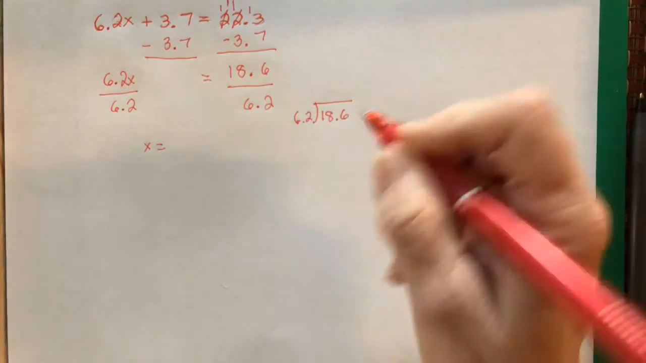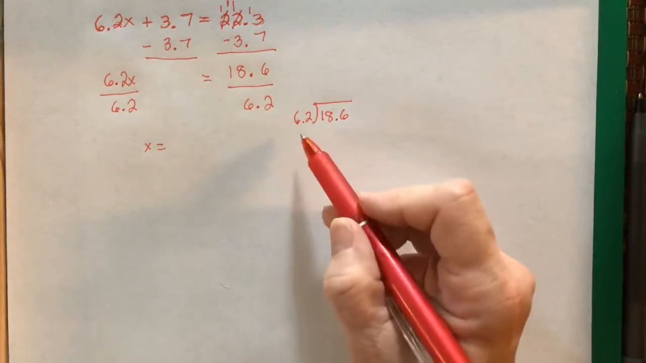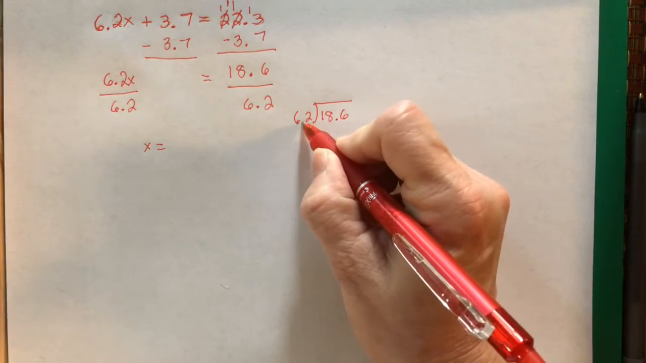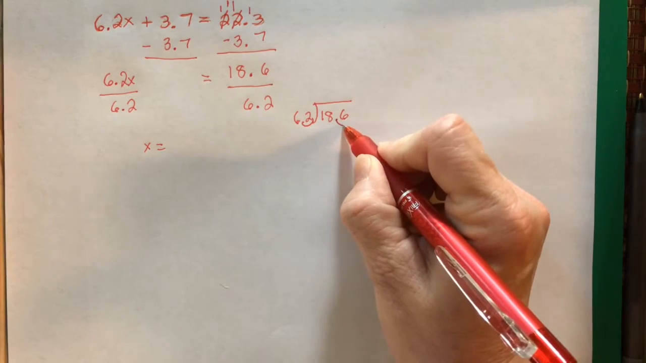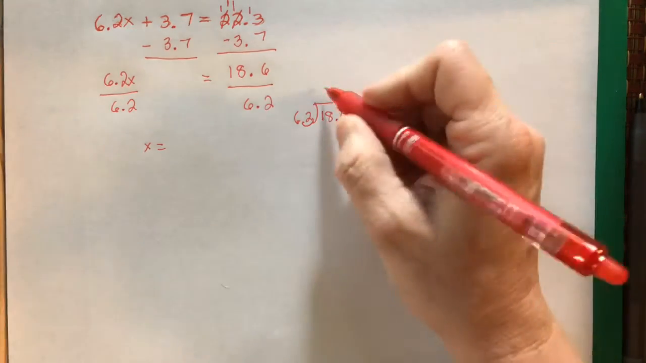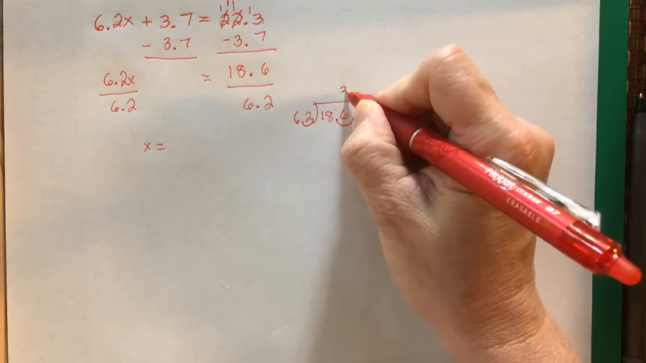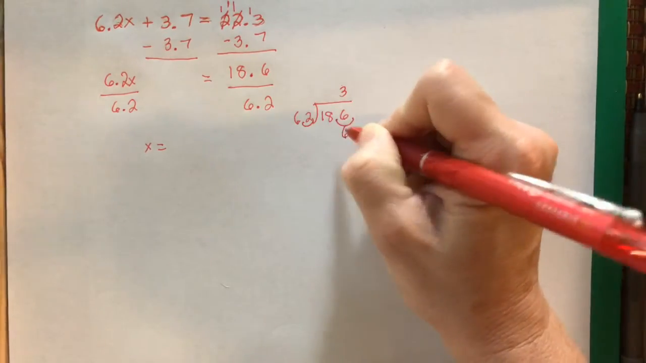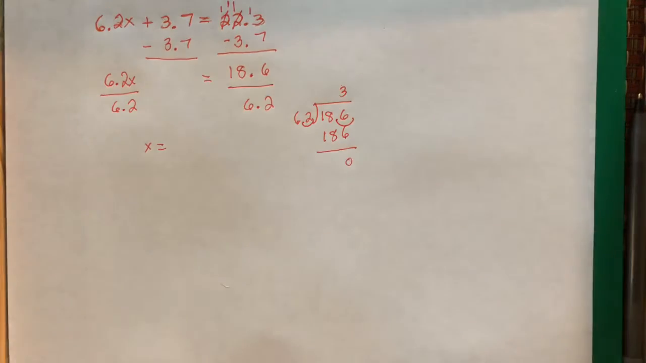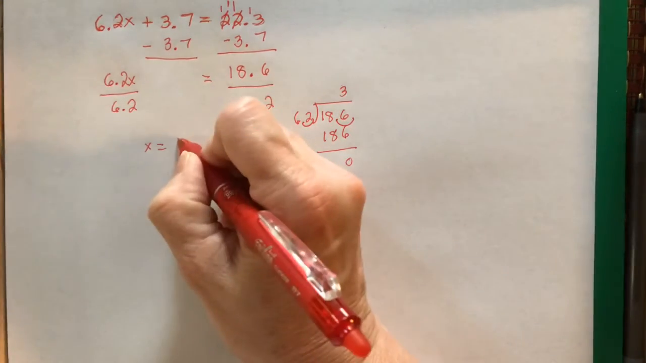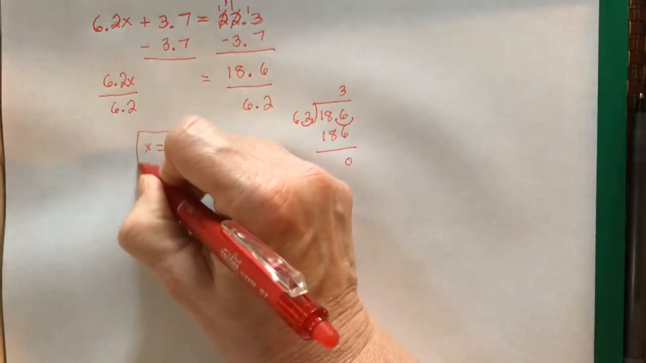So it is 18.6 divided by 6.2. When you're dividing decimals, don't forget to move this decimal, and then you have to move this decimal the same number of places. And then this goes in here 3 times, and this equals 3. So x equals 3.